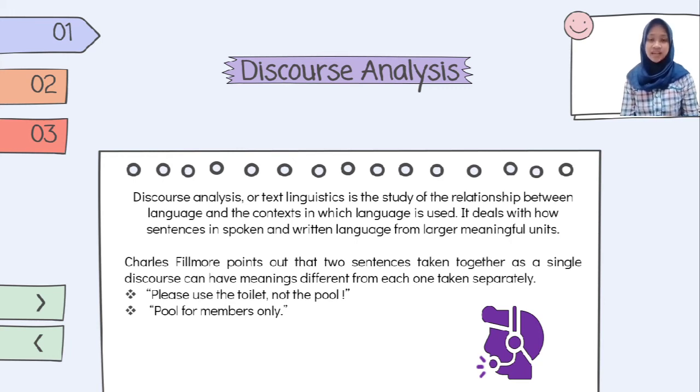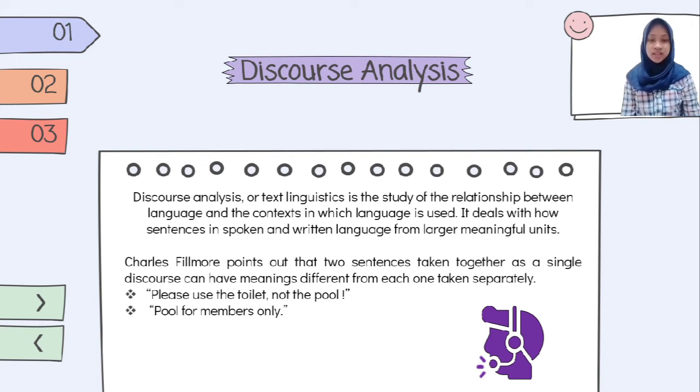Some discourse analysts consider the larger discourse context in order to understand how it affects the meaning of the sentence. For example, Charles Fillmore points out that two sentences taken together as a single discourse can have meanings different from each one taken separately. To illustrate, he asks you to imagine two independent signs at a swimming pool.